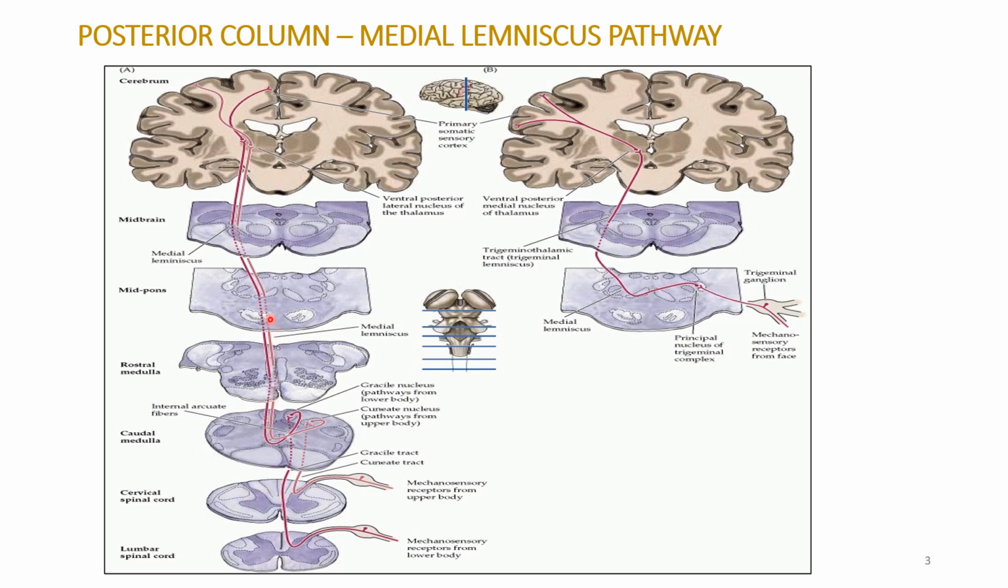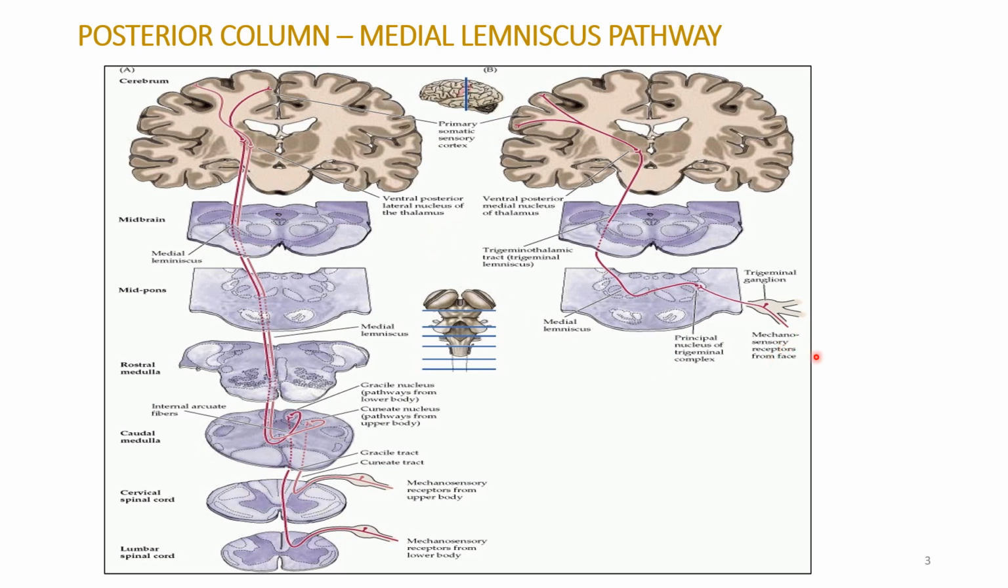And they will ascend up and they will come up to the thalamus. So up to the thalamus, this whole thing is second order neuron. From the thalamus, the third order neuron will arise and they will end in the primary somatic sensory cortex area. So in the thalamus, they will relay in the VPL nucleus, that is ventro-posterolateral nucleus of the thalamus.